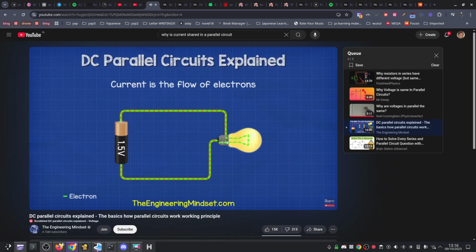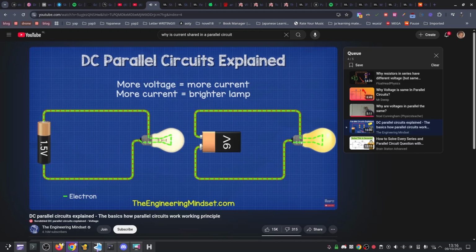So how does current flow in parallel circuits? Remember, current is the flow of electrons. We need electrons to flow in the same direction to power things like lamps. We apply a voltage difference across the component to force electrons to move. As we apply more voltage, more electrons will flow. The speed of electrons remains the same, but the amount of electrons moving will vary. The more electrons we have moving, the higher the current.